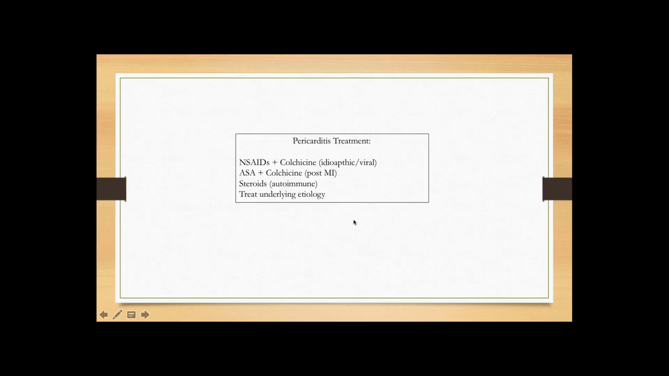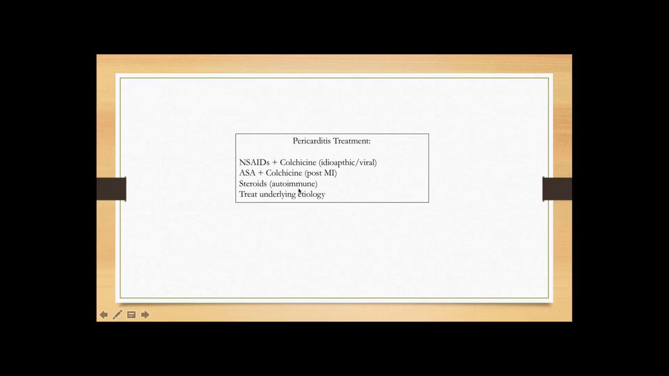So how do we treat pericarditis? So not the effusion. If there is effusion, of course you will tap it, but if there is just pericarditis, it has not become effusion yet, you can treat the patient with non-steroidal anti-inflammatory medicines. You can give them colchicine for viral or idiopathic pericarditis. For post-MI patients, you can do aspirin and colchicine. It is going to be better that you do aspirin instead of NSAIDs.